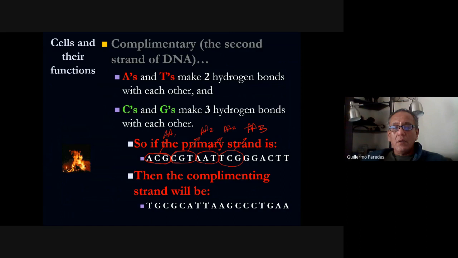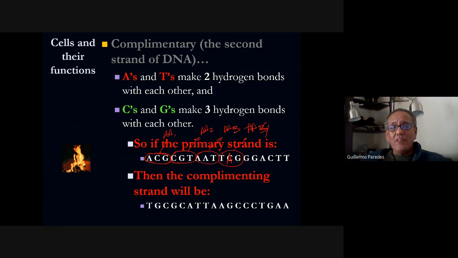So now, if you change the code, for example, instead of C it is going to be A, that code is going to code for something else. It's not going to be for the same amino acid. So the sequence is going to be changed. That is called mutation. Okay?